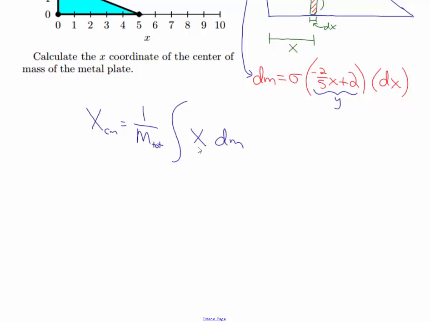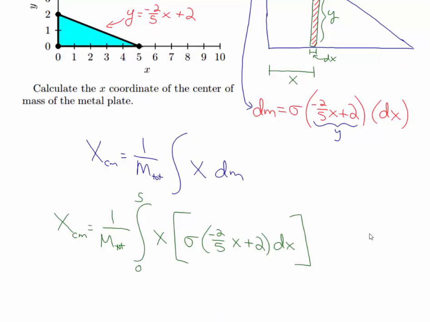But again, we need x and dm. We need the variables to be the same, so we need to write dm in terms of x, which is what we were doing here, where dm was sigma times y, negative 2/5 x plus 2, times dx. And so substituting in, we have x times dm, sigma times negative 2/5 x plus 2 times dx.